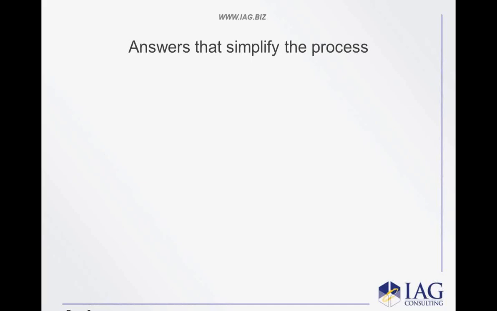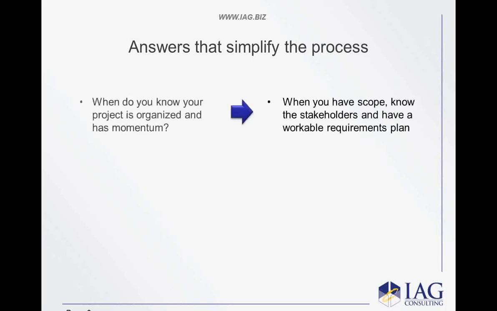So what I'm going to suggest to you, I'm going to take some of my people here who have answered, and many of your answers are what I would have said in some of these areas, because there are certain answers that really simplify the process. If you basically say, when you know your project is organized and has momentum, some of you said, well, when I have a work plan. In fact, I think it was probably the more common of the responses. It's when you have scope, the stakeholders, and a workable requirements plan. You may not have the full work plan for the project, but certainly if we can agree that if you had a plan to go get the requirements and figure out what the project is, you'd be better off, right?